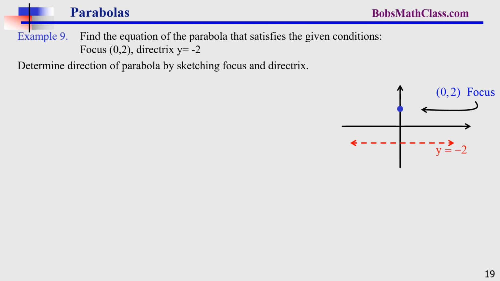So what does that tell us about the parabola? Which way will it open? It has to open up, right? The parabola will never intersect with the directrix, and the focus is always inside the parabola. So this parabola opens up. That means we're going to use the standard form that has the x that's squared.